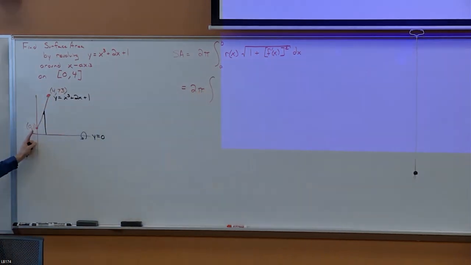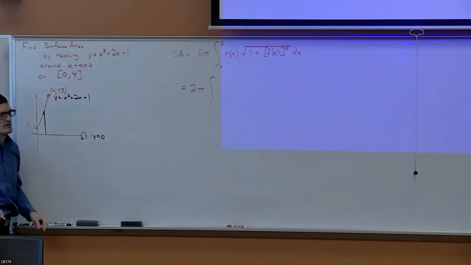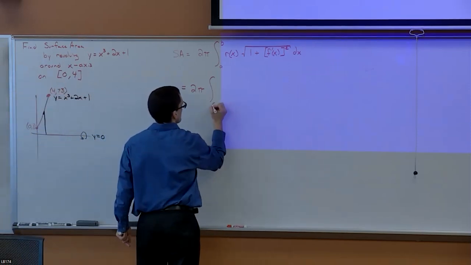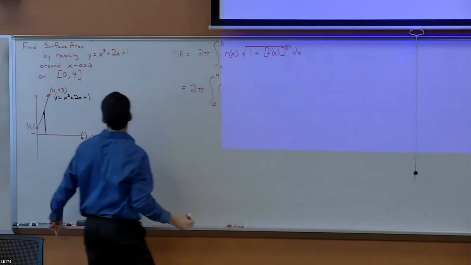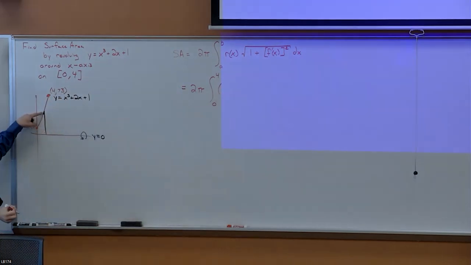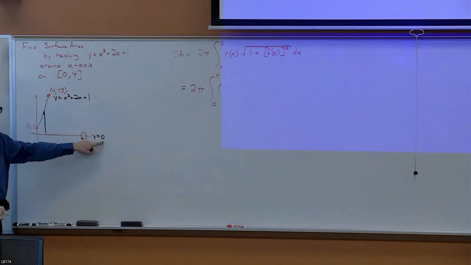This is pretty straightforward. If we're integrating with respect to x's, I go from an x value of 0 to an x value of 4. My radius is going to go from the curve down to the line I'm rotating it around. The curve is x to the third plus 2x plus 1, down to 0.